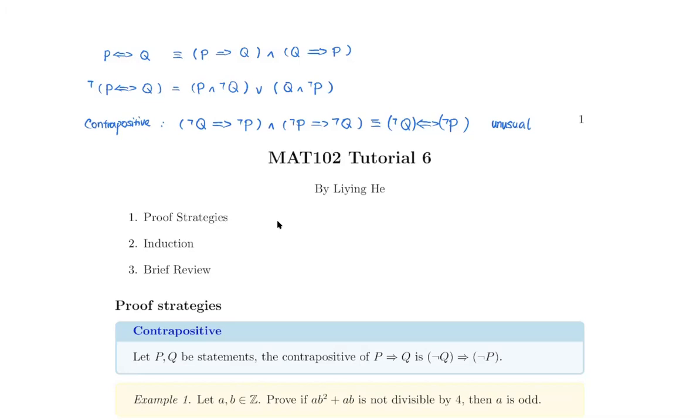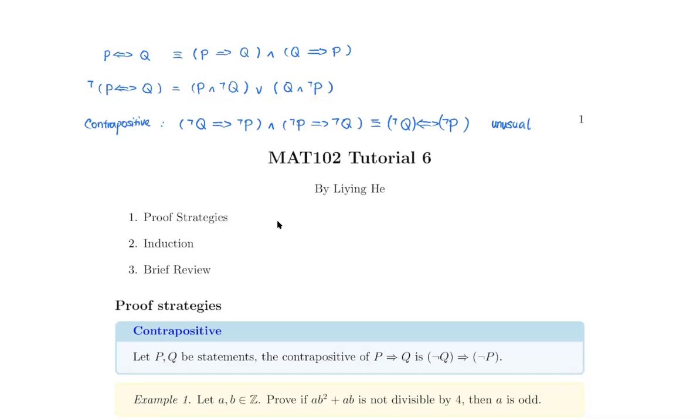Okay, go over this again. So we know that P if and only if Q is the same as P implies Q and Q implies P. So when you do negation, it's the same as negating this. You need to negate each part. The negation of P implies Q is P and not Q. Negation of and is or. Negation of Q implies P is Q and not P. So the negation of P if and only if Q is P and not Q, or Q and not P.